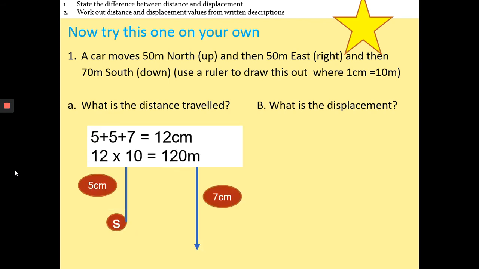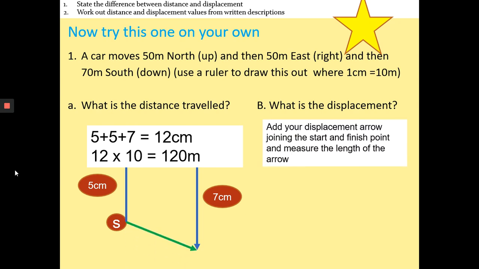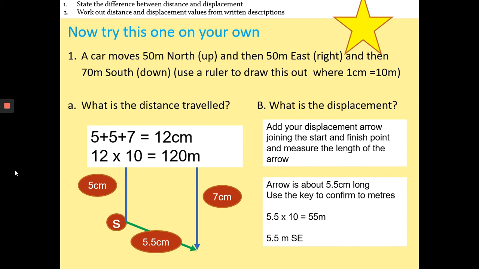If I add all of those together, I get 12 centimeters on my scale diagram, but I need to multiply that by 10 to give me 120 meters as my total distance. In terms of my displacement, I draw on my displacement line, I measure it with my ruler, and when I measured it, it turns out to be 5.5 centimeters. I need to multiply that by 10 to get the overall length, so that's 55 meters.